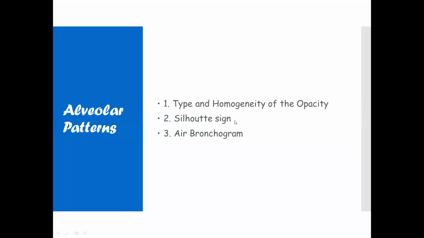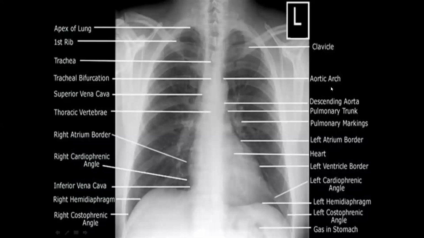Then the silhouette sign. So what's that? That's basically seeing the outline of tissues. So this is the silhouette sign, the cardiac silhouette. This is the right border. This is the left. So this is what the silhouette sign is. You'll notice in some lung pathologies, the silhouette sign will be obliterated.